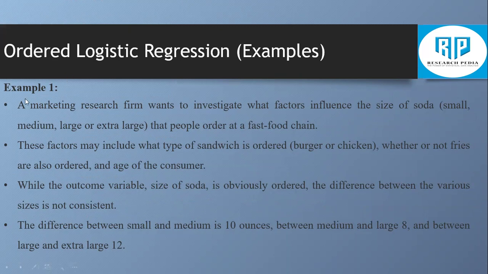Here is example one. A marketing research firm wants to investigate what factors influence the size of soda. So the size of soda is the dependent variable. It is represented by small, medium, large, or extra large size of soda. So the dependent variable shows some ranking, some order from small to extra large. That is why ordered logistic regression is used.